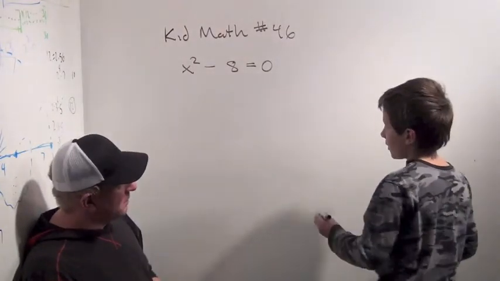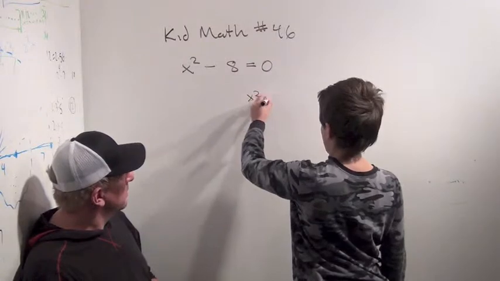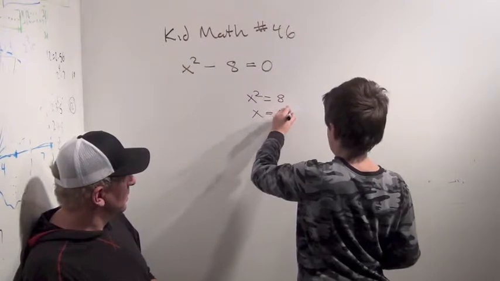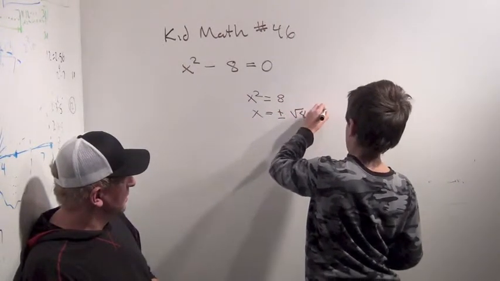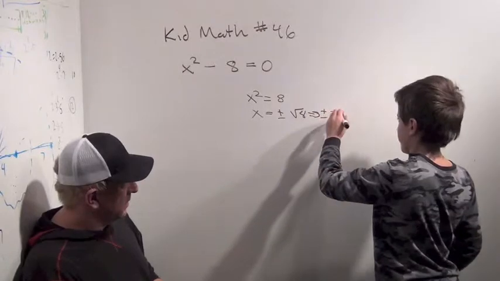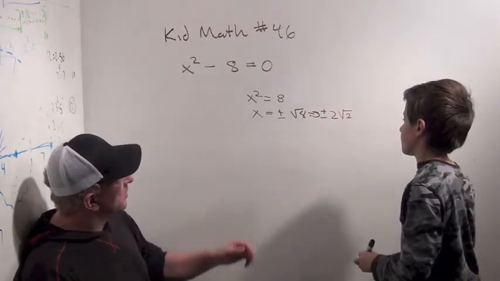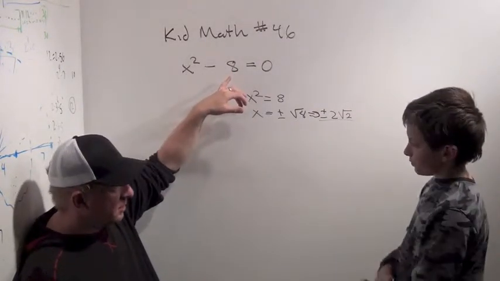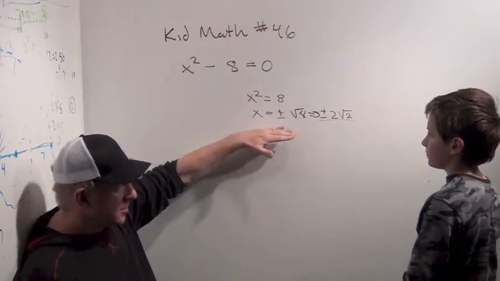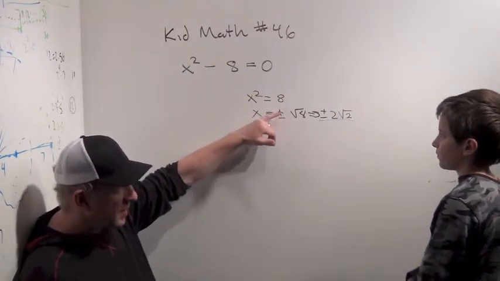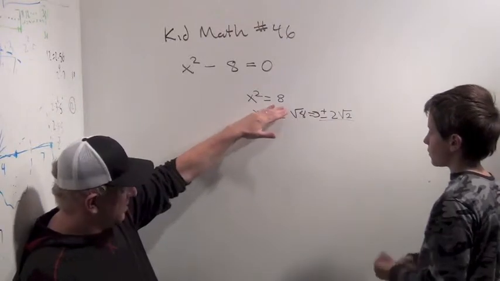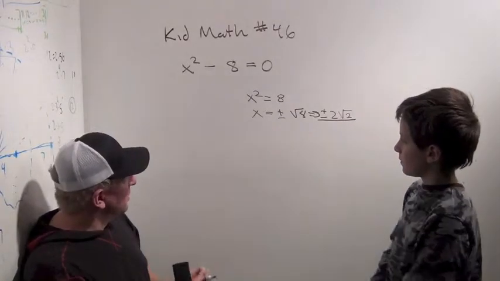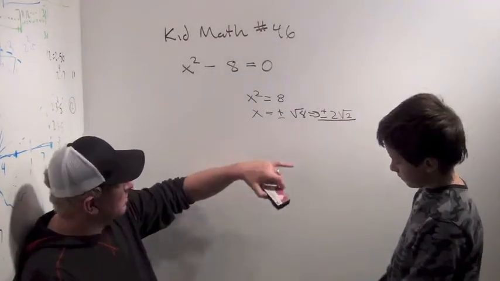Well, you go x squared equals 8, and then x equals plus or minus the square root of 8, which is plus or minus 2 times the square root of 2. Okay, awesome. So on a very simple quadratic like this, where it's just an x squared and a number, you can move that number to the other side, take the square root of both sides, and remember that you have a plus and a minus, because you have two solutions. Because a minus squared is positive, and a positive squared is positive.